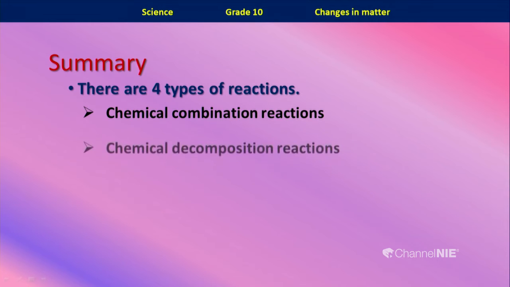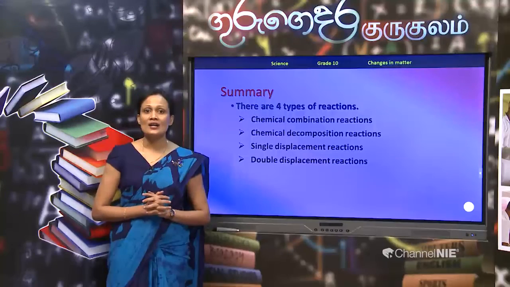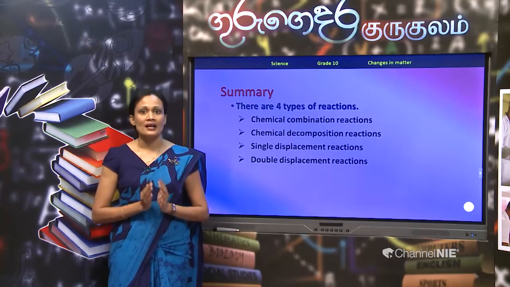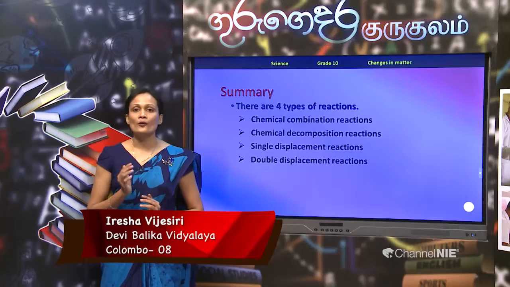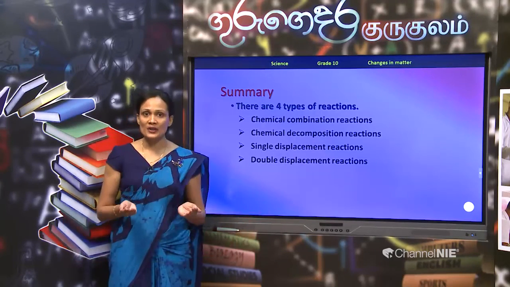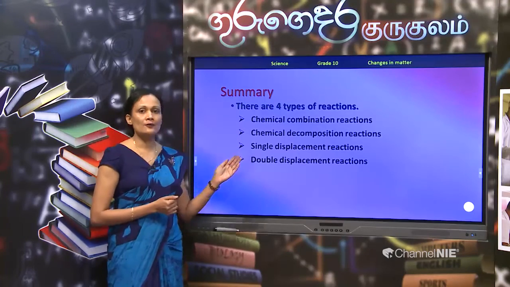Then we discussed chemical decomposition reactions, where a single reactant is converted into a number of products. Then we discussed single displacement reactions: displacement of one element present in a compound by another element, forming new products. Then we discussed double displacement reactions, where an element or radical present in a compound reacts with another element or radical present in a compound and forms new products. And we also discussed some examples for these four types of reactions.